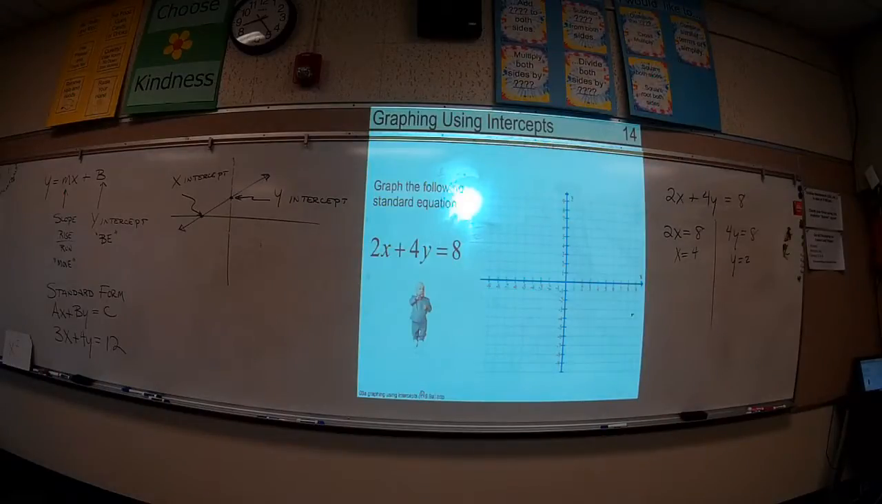Got it. You got it backwards. These are intercepts. X equals 4, y equals 2. It's not a point 4, comma 2. It's the intercepts, 2 different points.